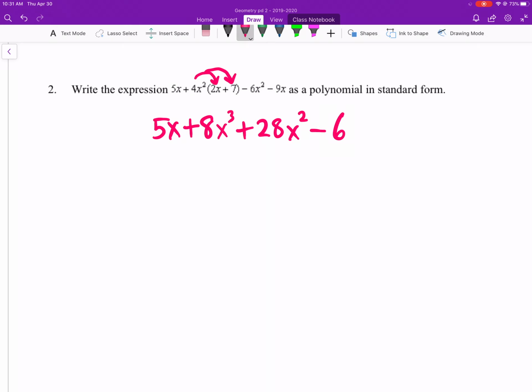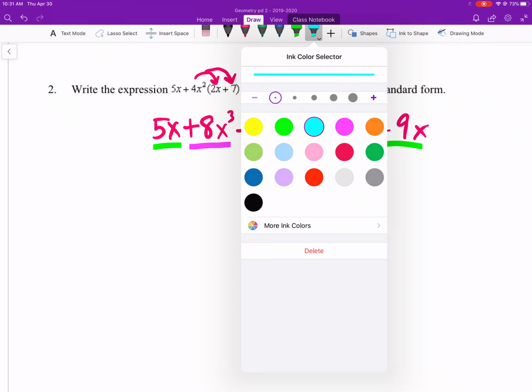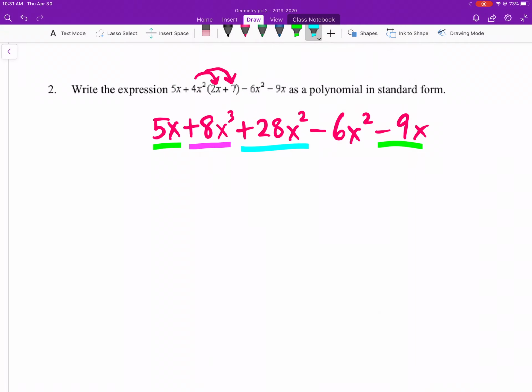Now we have minus 6x squared, minus 9x. Like terms: 5x and negative 9x; x cubed and nothing; 28x squared and negative 6x squared. So in standard form, remember, the highest exponent term we have to write first. So 8x cubed should be out front.